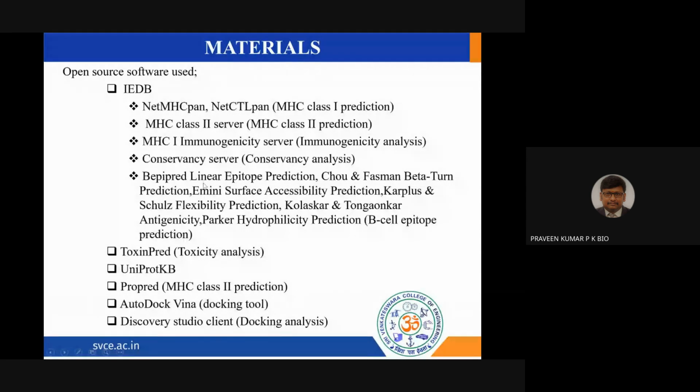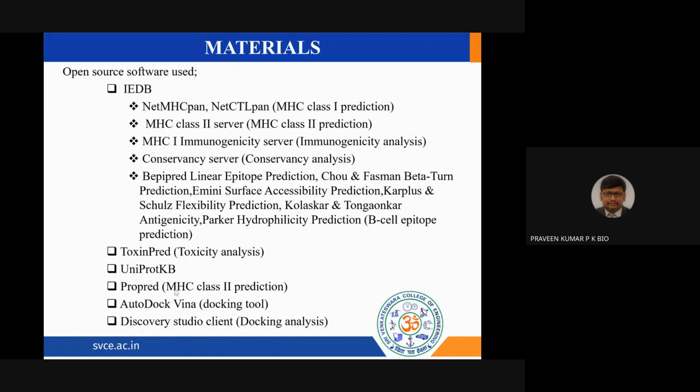Other than this, as I told you, I have also worked on B cell epitope, but for the paper's sake, to keep the content minimal, I just published the T cell alone. The information shown here, BepiPred and other methods, is for B cell epitope prediction. Then ToxinPred, UniProtKB, ProPred, and AutoDock. ProPred is of course a unique database. It's a separate database, not coming under IEDB.